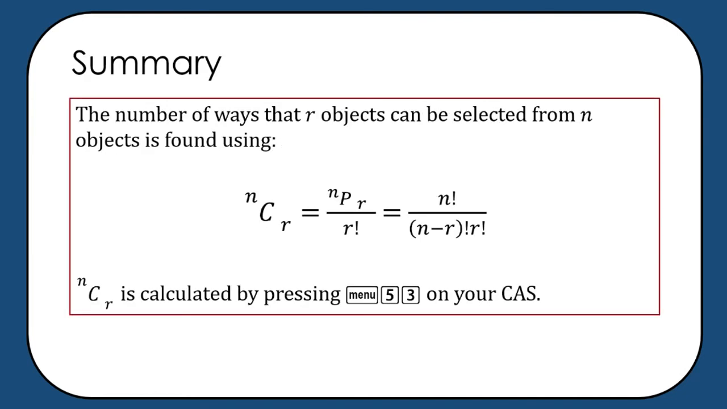So in summary, the number of ways that r objects can be selected from n objects is found using nCr, which is nPr divided by r factorial, or n factorial over n minus r factorial times r factorial. Again, those formulas don't need to be remembered, just nCr is what's important, and knowing how to calculate nCr with your CAS, that is by pressing menu 5-3.